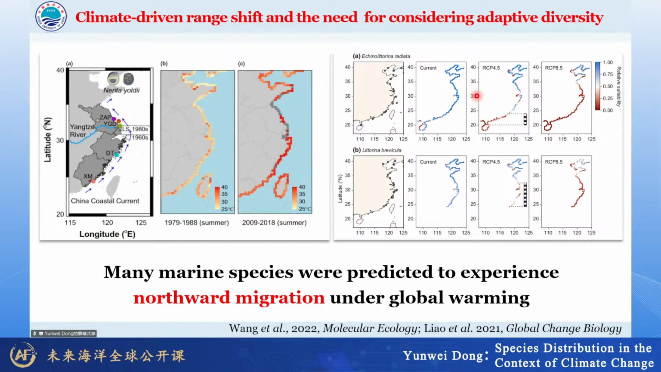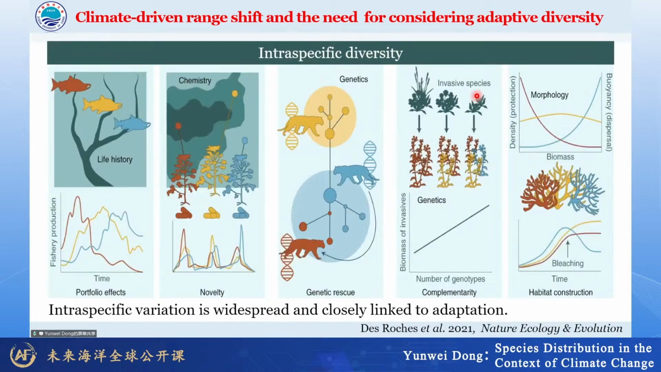It was a southern species, but recently it moved over the Yangtze River estuary and into northern China. Now you can find it in Jiangsu province. Based on some previous simulation work, many species can move further north. You can also see the climate-driven reshaping for many different species. But there are many different genotypes, phenotypes, and populations. We need to think about intraspecific variation in both physiology and genetics.